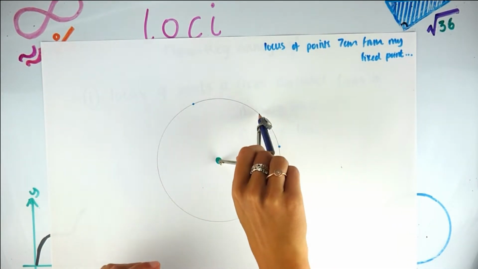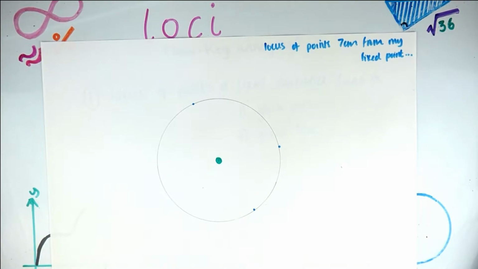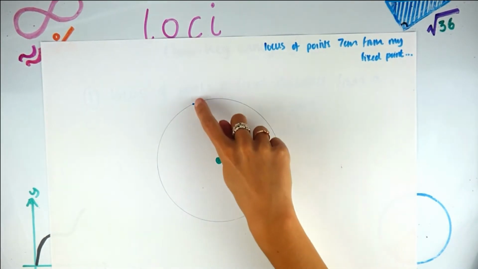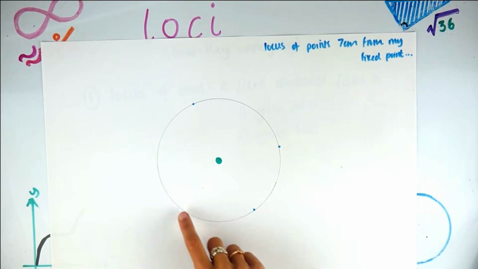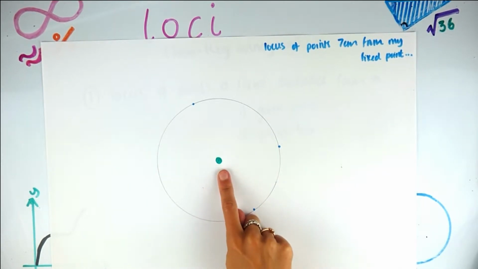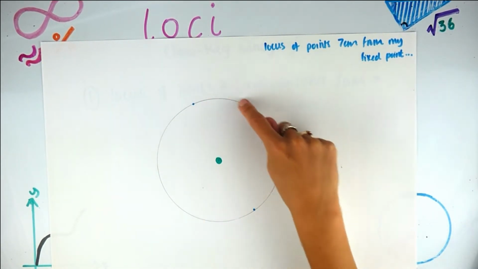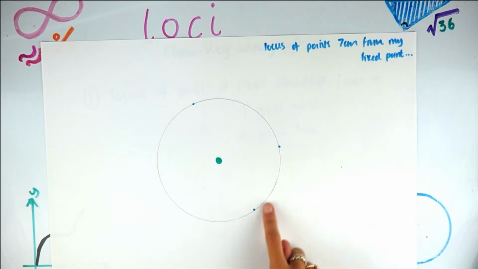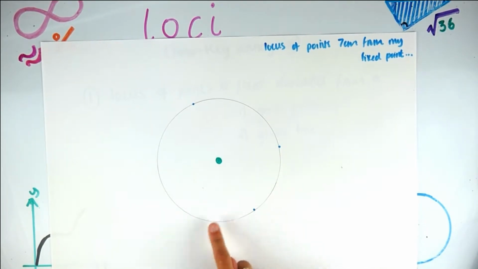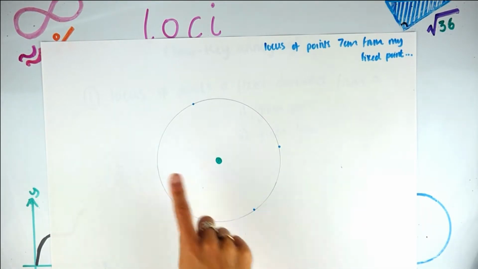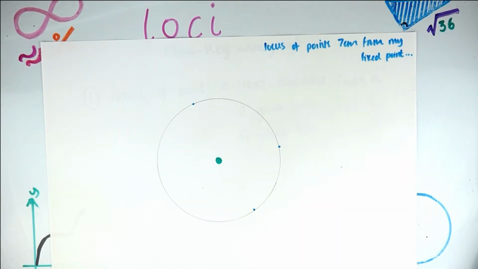around my fixed point. Now on this line, as you can see the points we just drew, everywhere on this line is 7 centimetres away from this point here. So that is your locus of points 7 centimetres away from a fixed point. It's just a circle. So it's kind of showing that you can't just pick one point, there's actually multiple options. So now we'll do the example of a line.